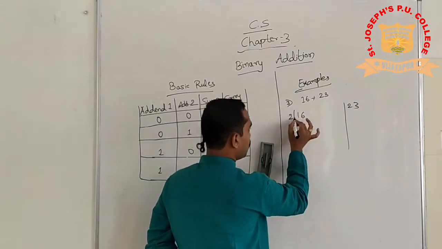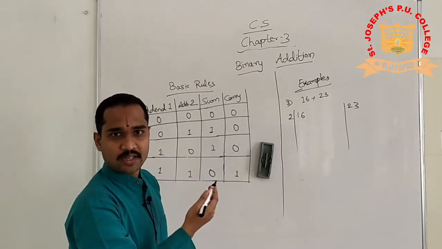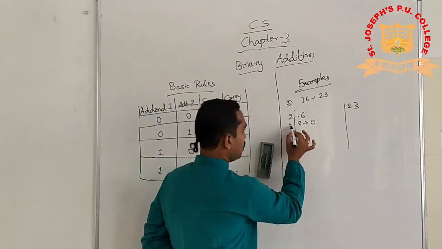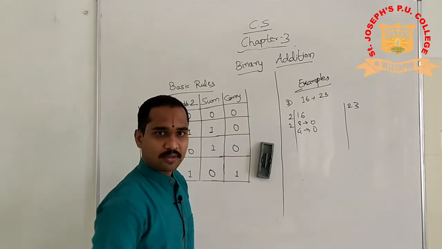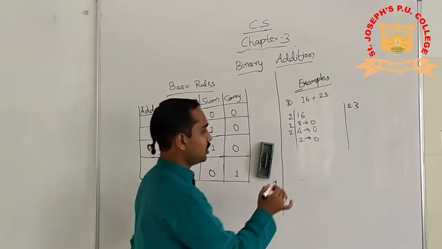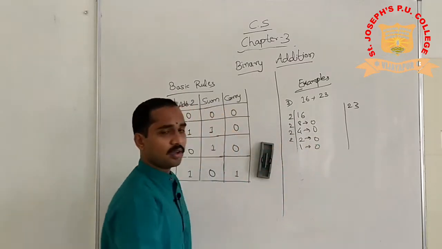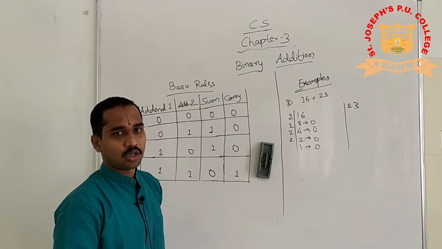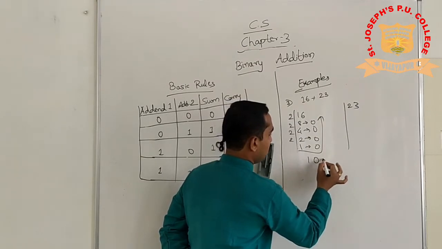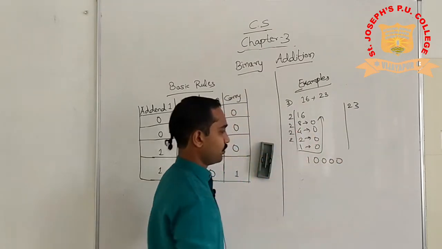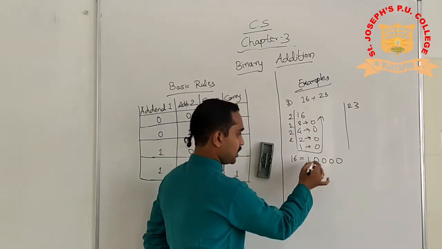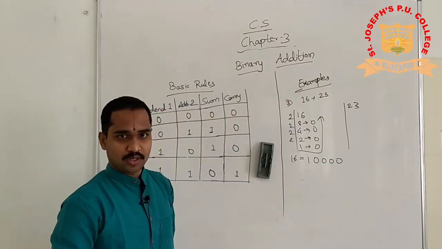So, how to convert it into binary? Go on factorizing it with 2. 2 8s are 16, 0 is the remainder. 2 4s are 8, again 0 is the remainder. 2 2s are 4, 0 is the remainder. 2 1s are 2, 0 is the remainder. Can you divide it further? Not possible. Collect the remainders. So it is 10000. Am I right? This is nothing but 16. 16 in decimal is equal to 10000 in binary.